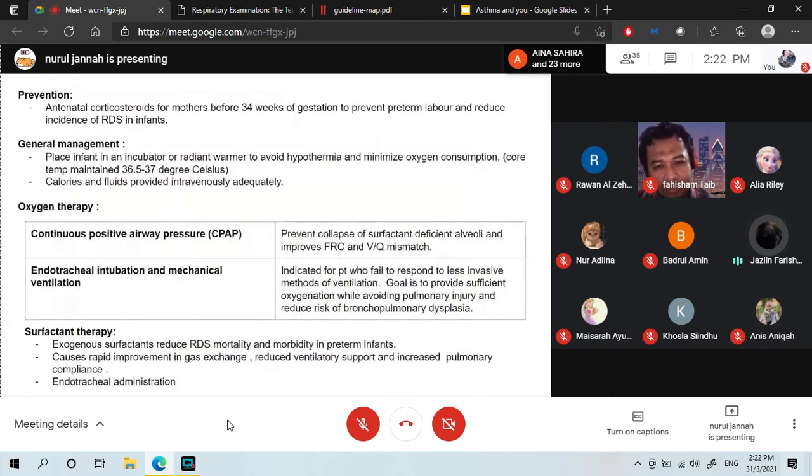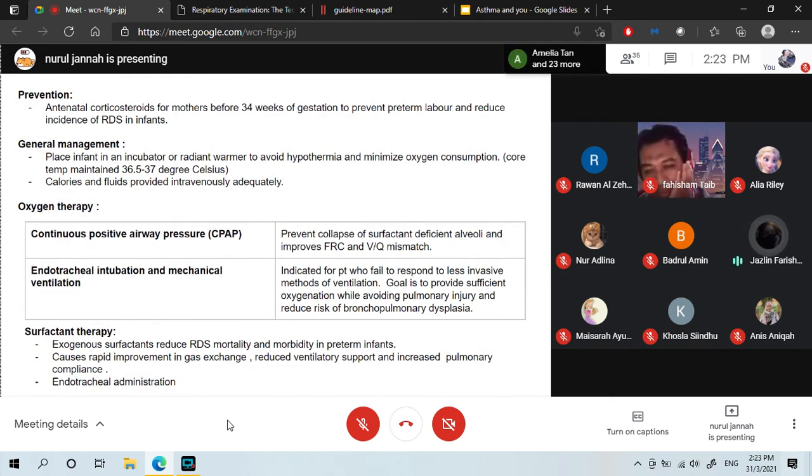So the management for our patient: we need to place the infant in an incubator to avoid hypothermia and to minimize oxygen consumption. The temperature maintained is 36.5 to 37 degrees Celsius. The calories and fluid will be provided intravenously. For oxygen therapy, we should give continuous positive airway pressure to prevent lung collapse due to surfactant deficiency.